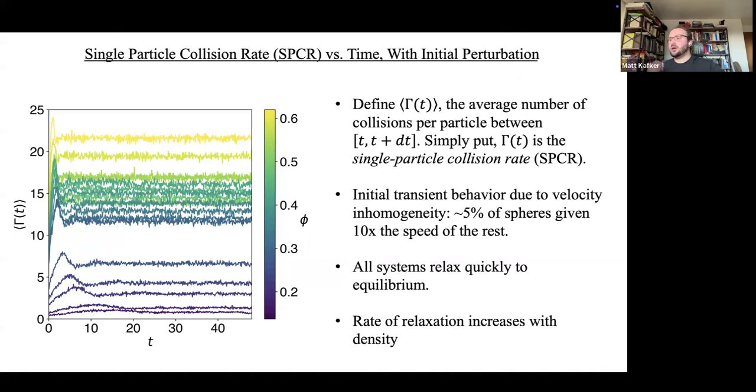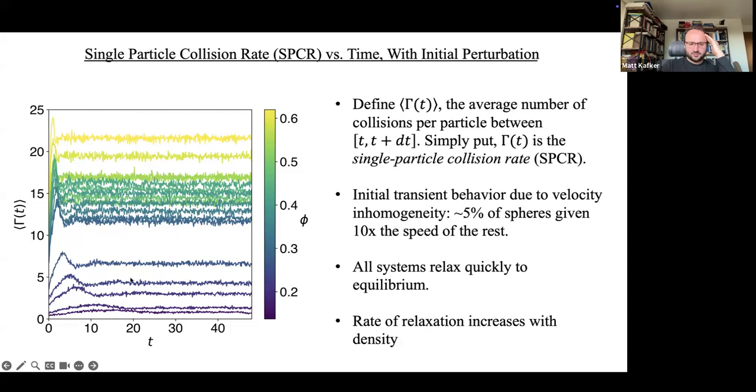We can look at the same metric that we were using for the equilibrium discussion. We have the same number of particles, same energy. We just take a region in the center and give the particles there 10 times the velocity, which is equivalent to heating up the center of the box and then letting the Newtonian dynamics take over. Again, gamma is the collision rate, which is related to the pressure. We heat up about 5% of the spheres.